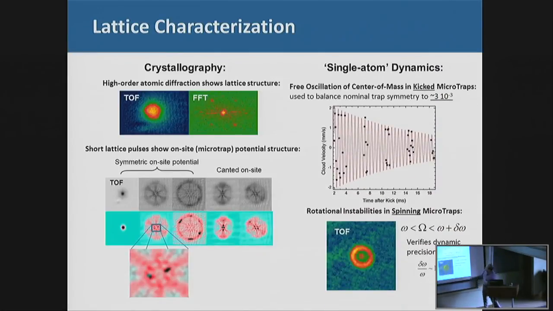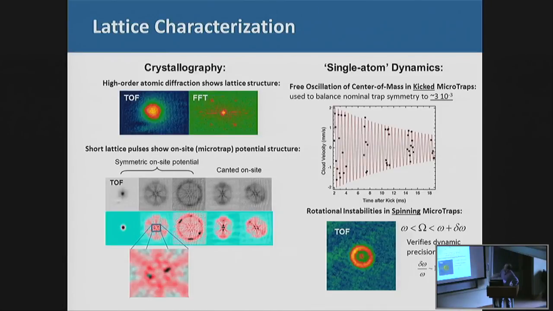We can also do things with single atom dynamics. So if we kick the traps, we can allow the atoms to oscillate in the center of mass for a very long time. This allows us to measure their trap frequencies and balance them, make them round to about 3 parts per thousand. Actually, when we do the actual experiments, we spend the bulk of our time doing this and maintaining the situation where our traps are round enough to be doing the spinning microtraps in a controlled way.